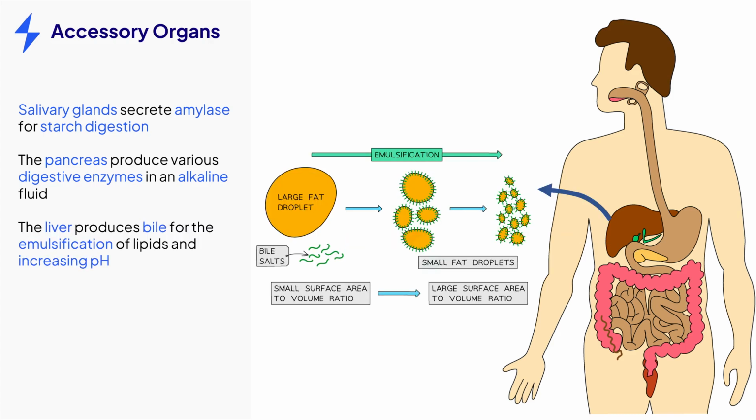The liver is another important organ as it produces bile, which will break lipids up into small droplets. This is called emulsification and is an example of mechanical digestion. Bile will also help to neutralize the acidic pH of the fluid leaving the stomach. The liver is also responsible for the deamination of excess amino acid.